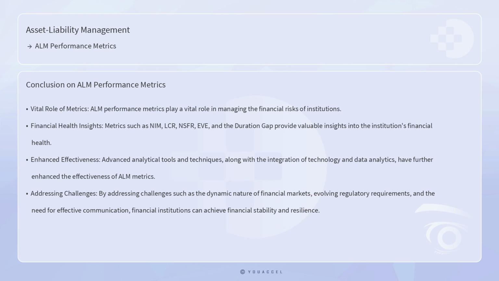In conclusion, ALM performance metrics play a vital role in managing the financial risks of institutions. Metrics such as NIM, LCR, NSFR, EV, and the duration gap provide valuable insights into the institution's financial health and guide strategic decision-making. Advanced analytical tools and techniques, along with the integration of technology and data analytics, have further enhanced the effectiveness of ALM metrics. However, challenges such as the dynamic nature of financial markets, evolving regulatory requirements, and the need for effective communication and collaboration remain. By addressing these challenges and continuously refining ALM practices, financial institutions can achieve financial stability and resilience, ensuring long-term success.